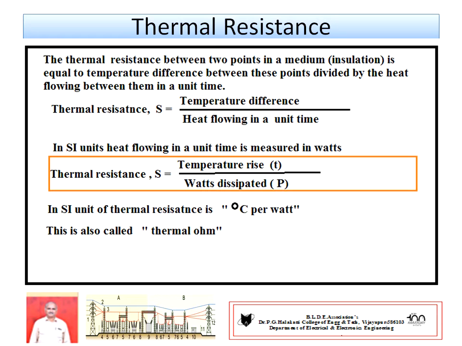Usually capital S denotes thermal resistance. S equals temperature difference divided by heat flowing in unit time. In SI units, the heat flowing in unit time is measured in watts. So thermal resistance S equals temperature rise T divided by power dissipated in watts. In SI units, the thermal resistance unit is degree centigrade per watt. It is also expressed in thermal ohms.